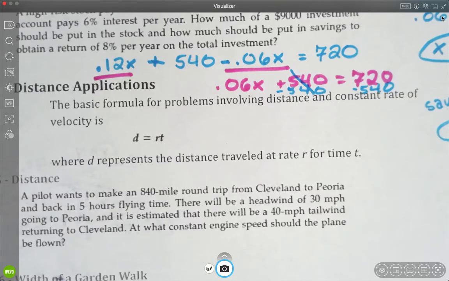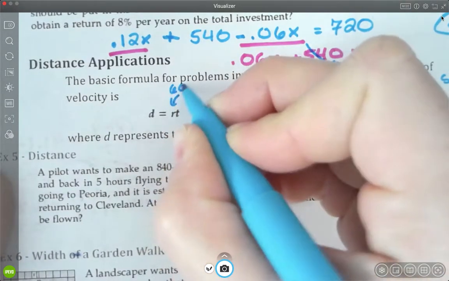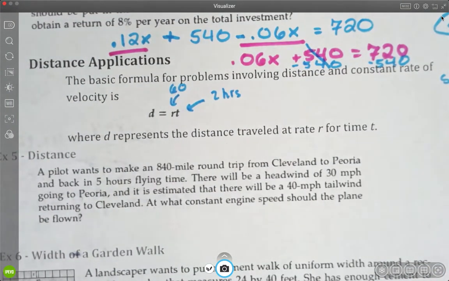Distance equals rate times time. Right? Distance equals rate times time. If I'm going 60 miles per hour for 2 hours, how far have I gone? 120 miles, right? If I go 60 miles an hour for 2 hours, I've gone 120 miles. Distance equals rate times time. That's how you calculate it, okay?